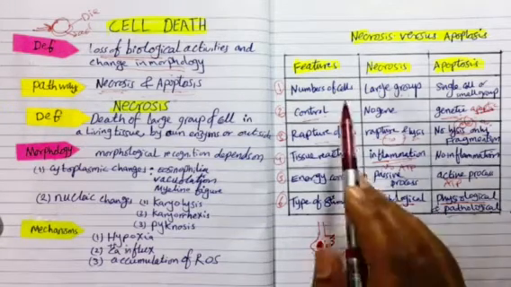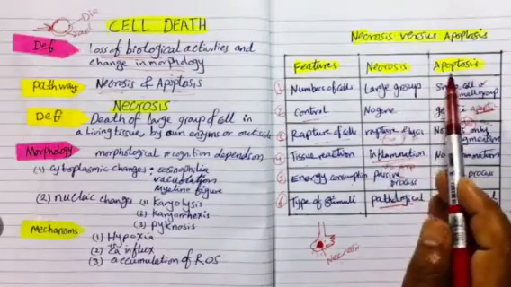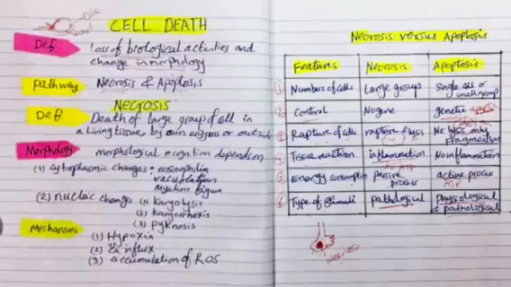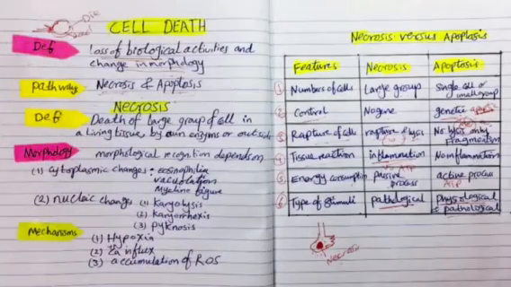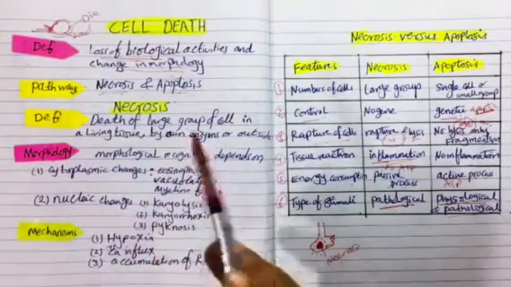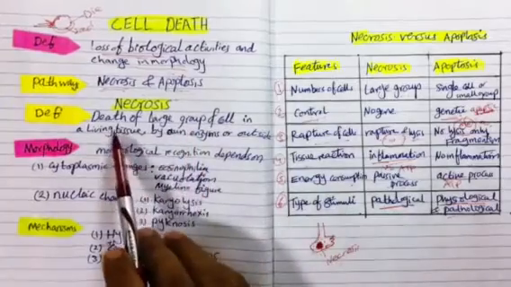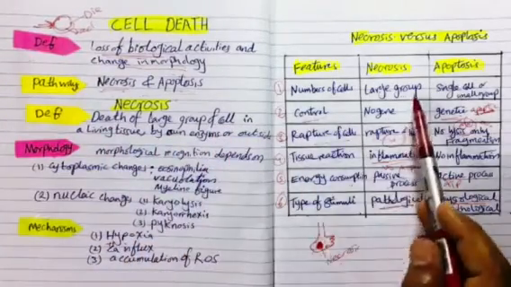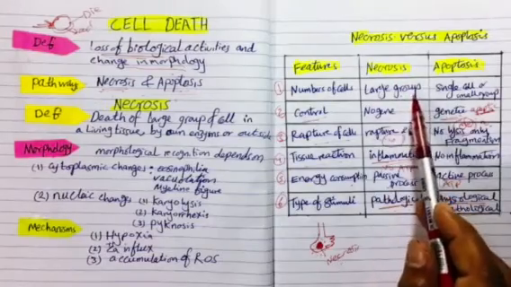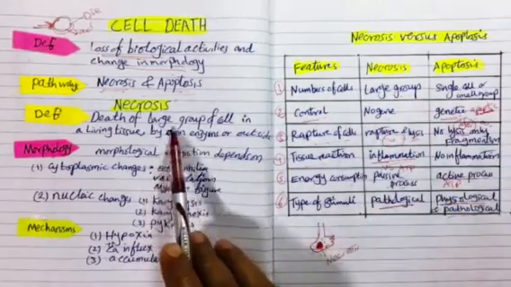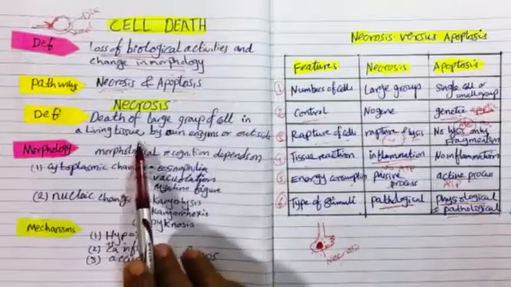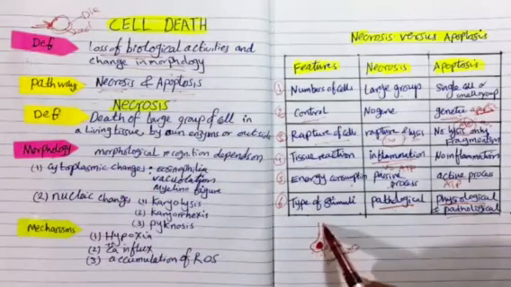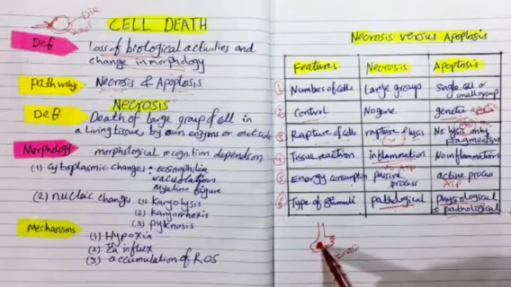Let us go over necrosis and apoptosis one by one, starting with necrosis. Here you see the definition of necrosis. Necrosis is a cell death pathway, that is to say, death of a large group of cells. So here, a large group of cells in a living tissue. If this is a leg, this is the necrotic area, the other tissue here is living tissue, while this is dead tissue.